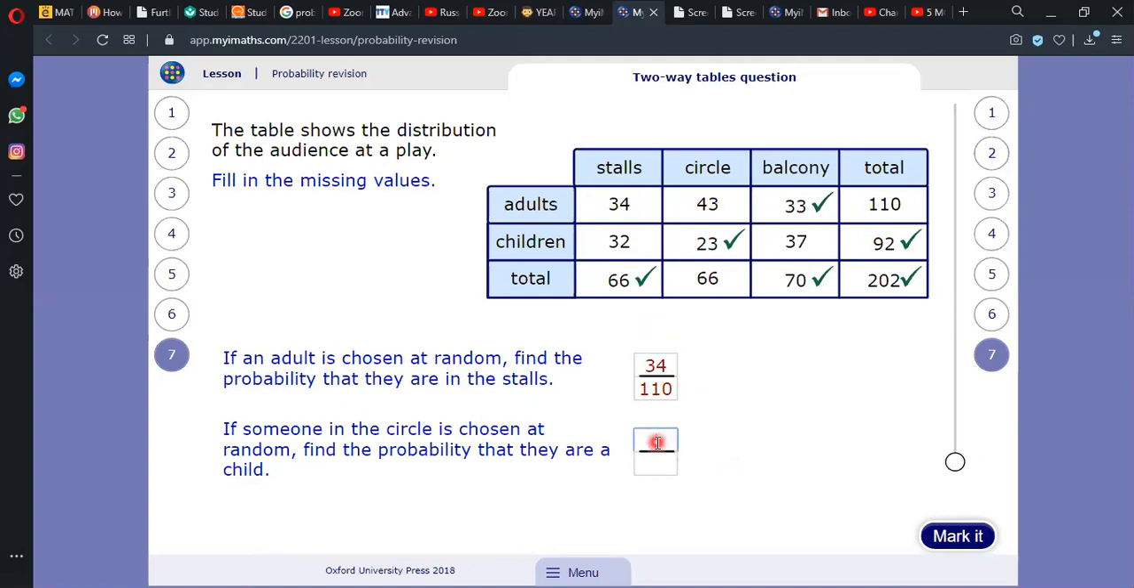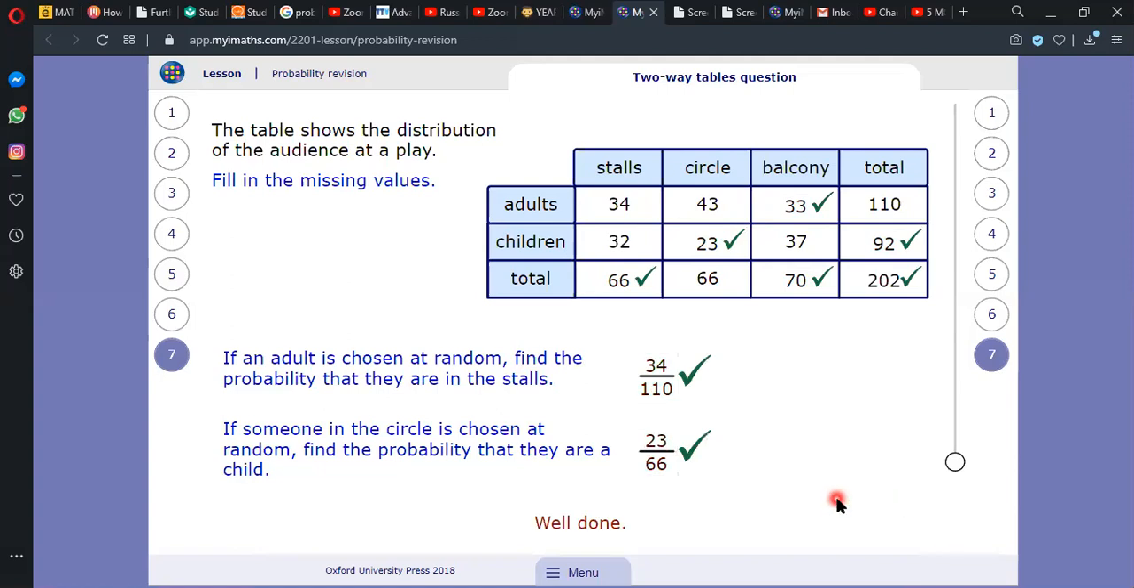And the next one, if someone in the circle is chosen at random, our total number of possible outcomes for circle is the total of circle, which is 66 now. So this has to be 66. So what is the question? The probability that they are a child. So children in circle, 23. So that will be 23 over 66.